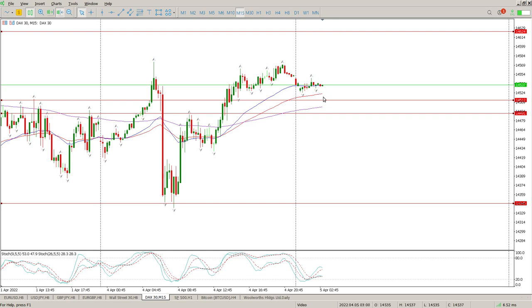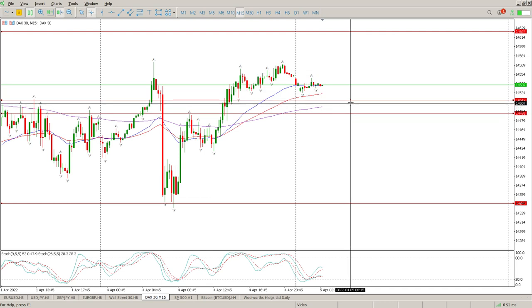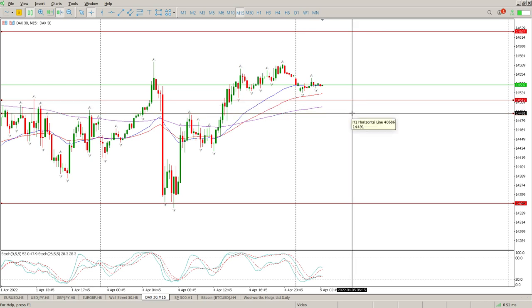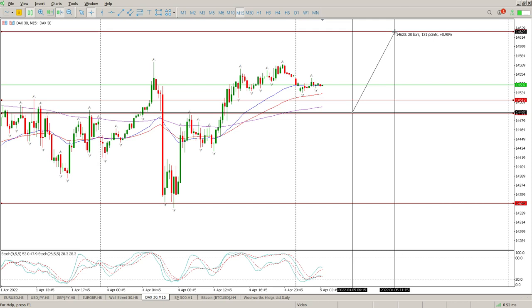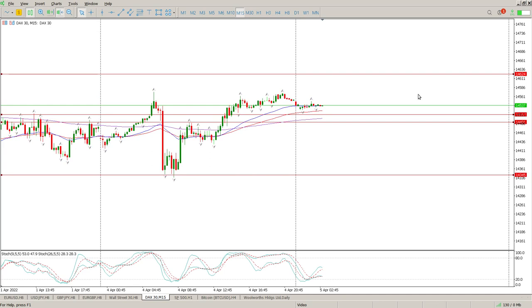So pull back onto structure, and then you're looking for this 14,624. In other words, let's say we do get a move down here. You can either take it there with a wide stop, so that would be 75 points. It's not so wide. 230 points, so a bit better than one-to-one trade, which is nothing wrong with that. And so that's the first trade. Otherwise, you are looking for a clear break of this area up here at 14,624.